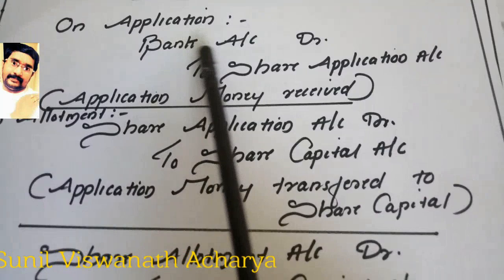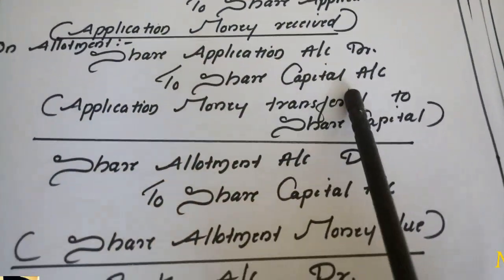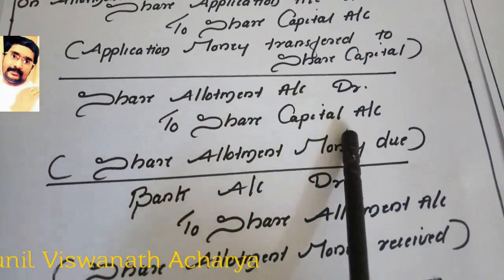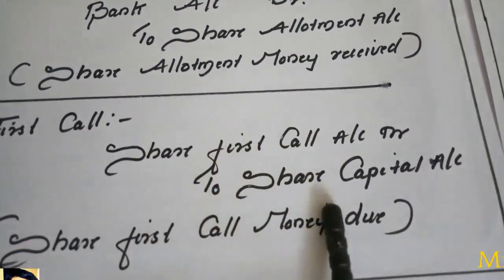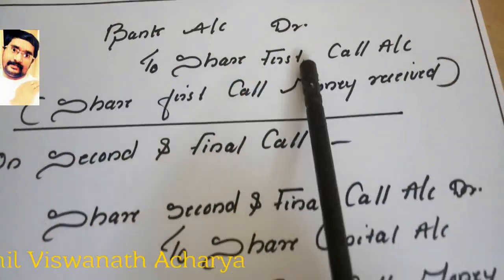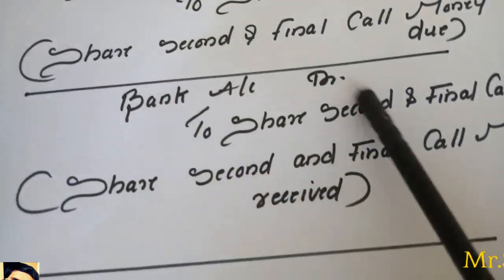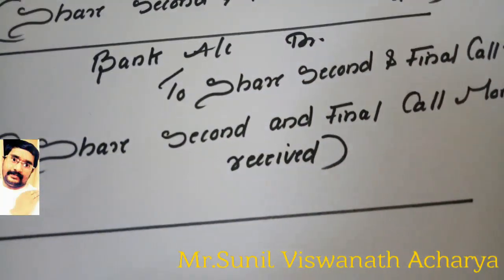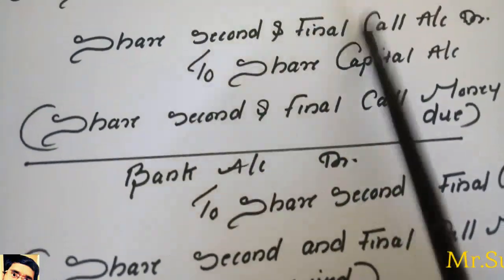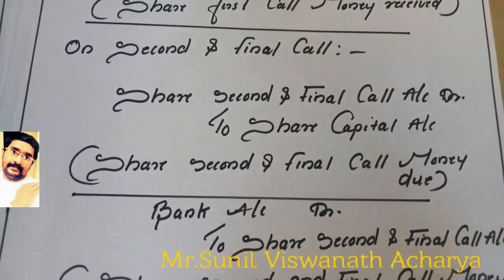First, application money: remember, at application time, bank account debtor to share application account. Then at allotment time, share application account debtor to share capital, and share allotment account debtor to share capital, bank account debtor to share allotment. Then at first call time, share first call account debtor to share capital. Then bank account debtor to share first call account, share second and final call account debtor to share capital, and bank account debtor to share second and final call. If the installments are more, then a third installment will come. Okay. If it stops here, it will be the final call. So study these basic entries very well. Okay. Thank you so much.